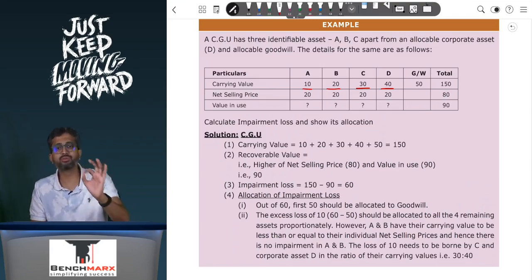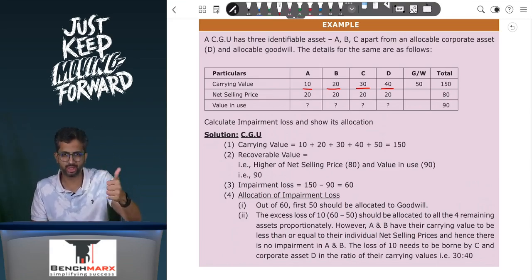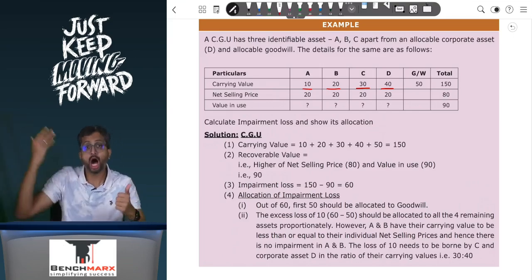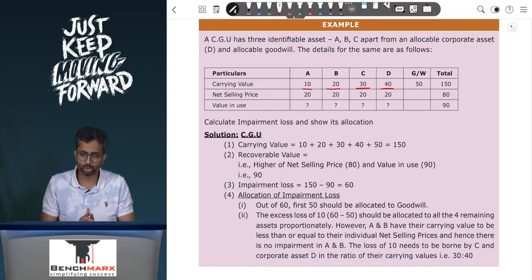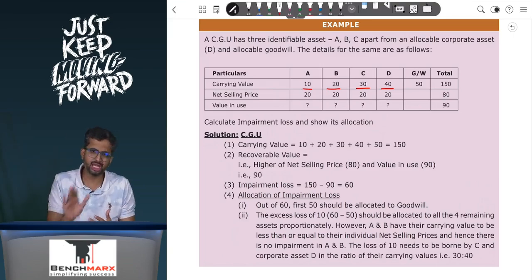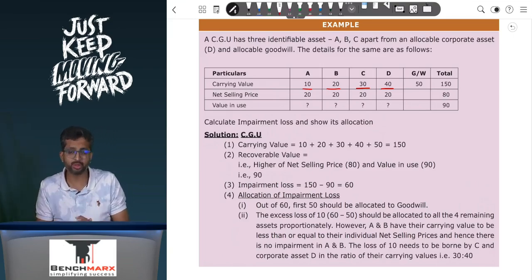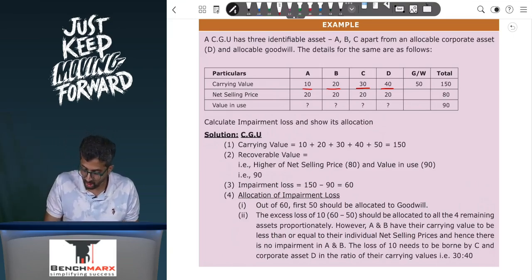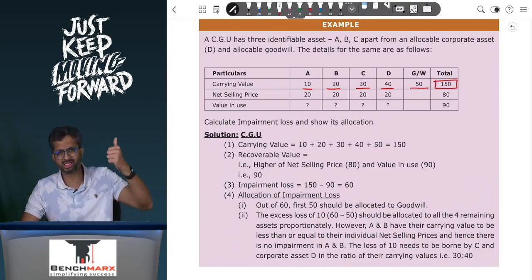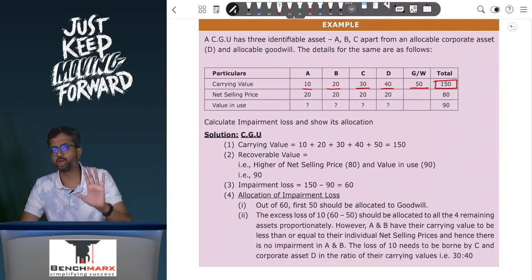So what is the carrying value of the CGU? Include the carrying value of the individual assets in the CGU, that is A, B, C, D, along with the carrying value of the allocable goodwill. If the goodwill is allocable, then we will do this working. If it is unallocable, we will see what is to be done. If the goodwill is allocable, we will find the total carrying value of the entire cash generating unit as the carrying value of the individual assets plus allocable goodwill.